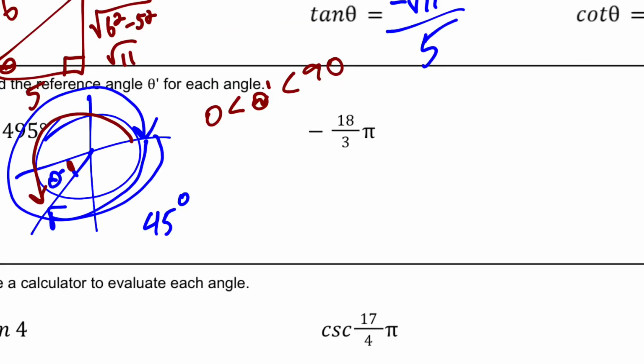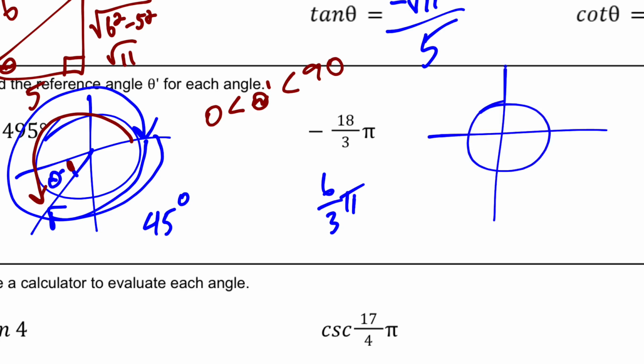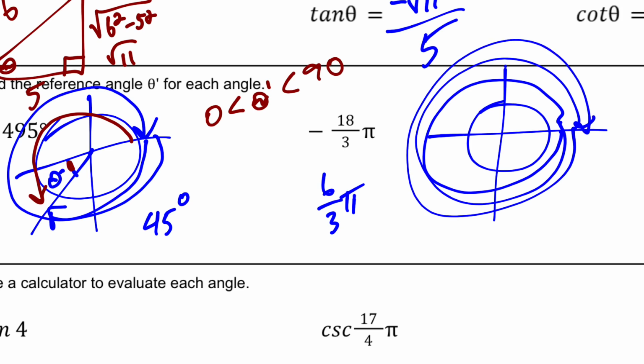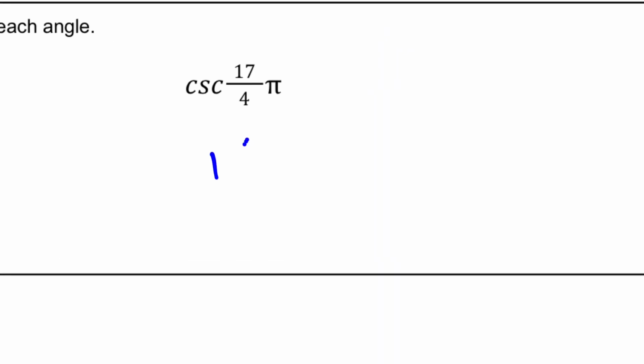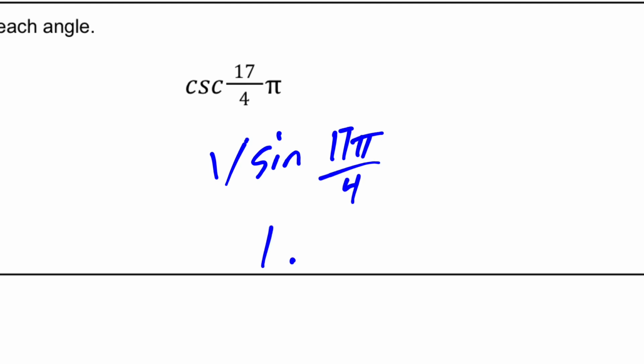For this next one, we have negative 18 over 3 pi. So I think about, well, 6 over 3 pi would be a full revolution around. If this is my unit circle, I go 6, another 6, and another 6. And I'm actually back where I started. So this one is at 0 degrees because there's none. I just did 3 full revolutions in the negative direction. Make sure you are in radians mode, and if you are, then if you take the tangent of 4, you get 1.1578. To take the cosecant, this is 1 over sine of 17 pi over 4, and you get 1.4142.